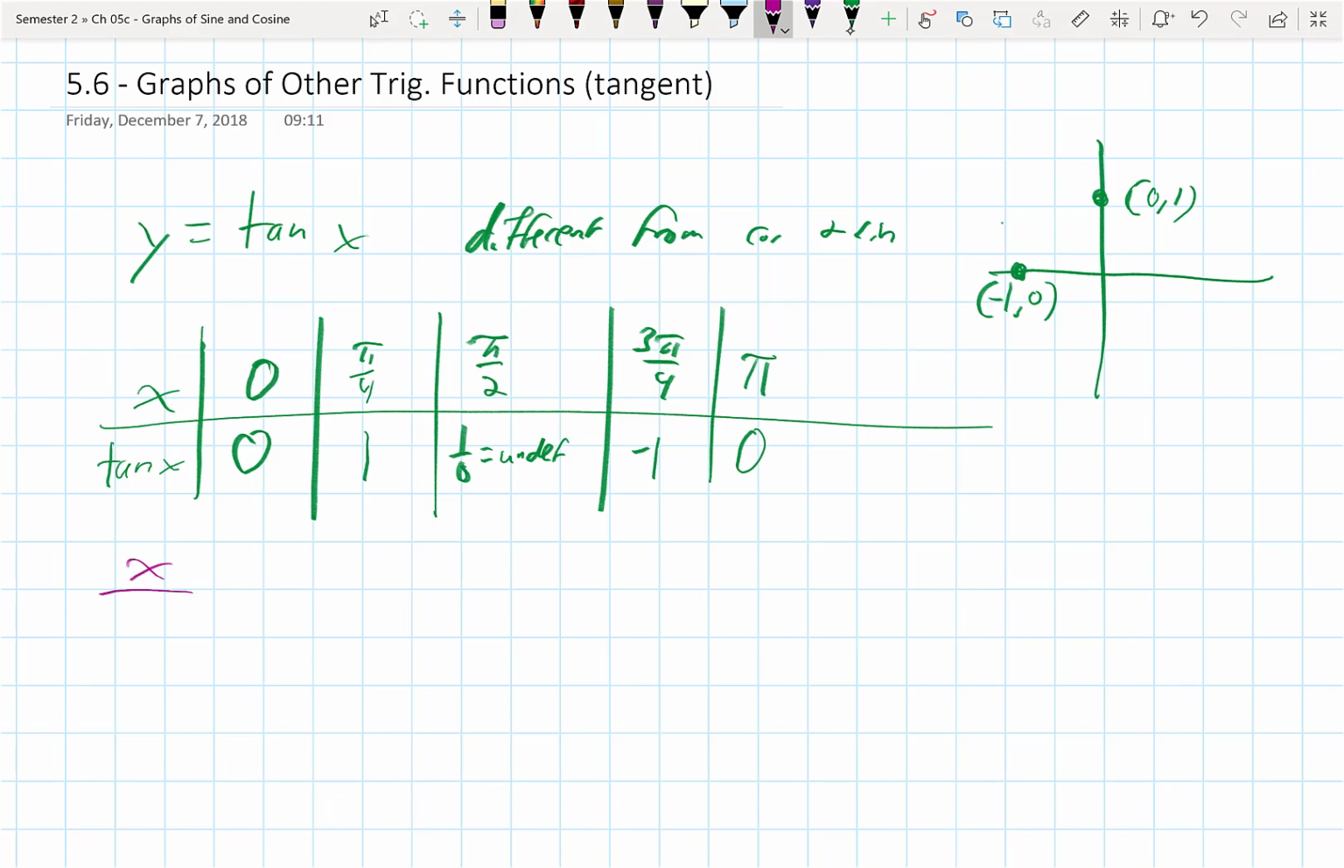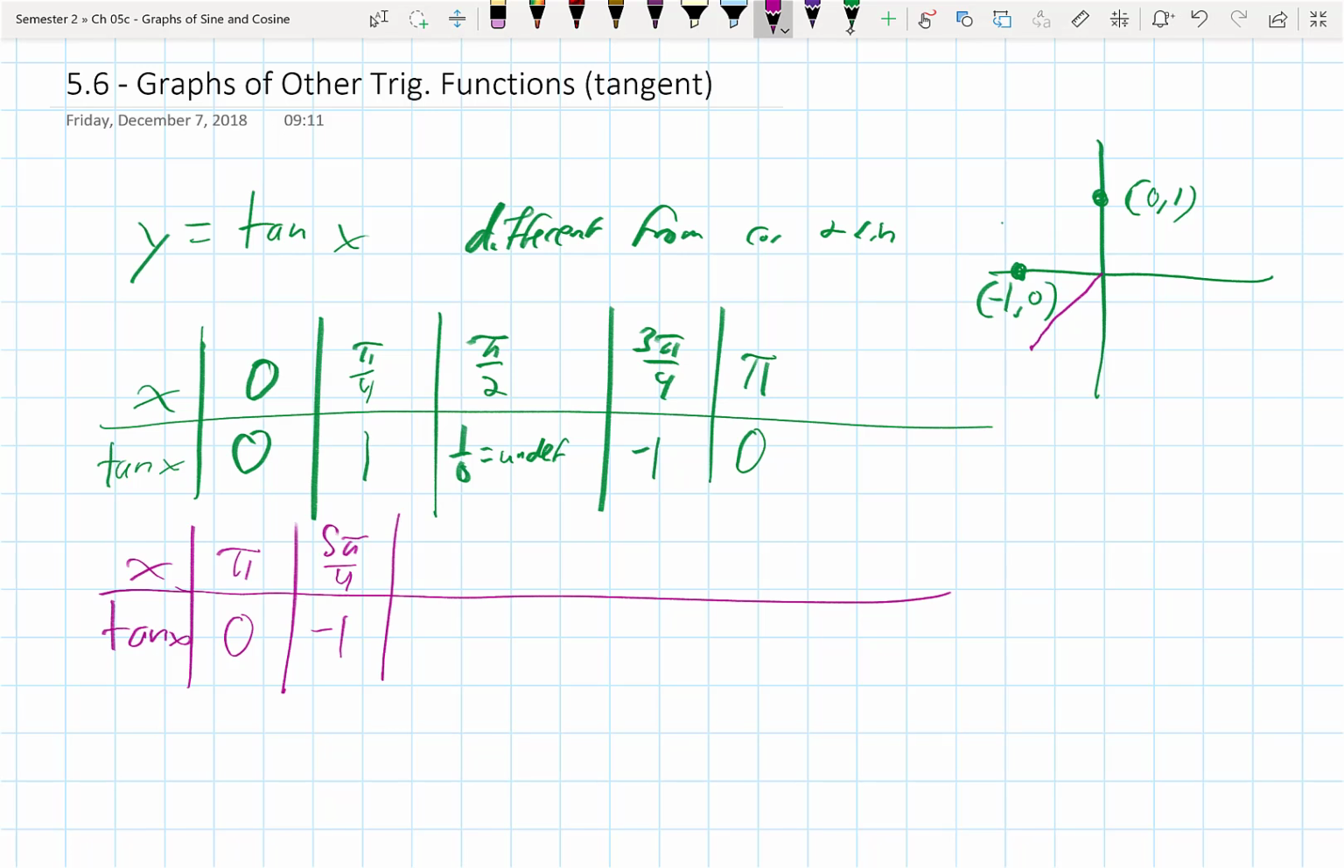I'm going to continue this on for one more cycle to show you how this works. So we've got pi, which is 0. I'm going to do 5 pi over 4, which is a 45-degree angle in quadrant 3. That's -1. Then 3 pi over 2, which is down. Down is divided by 0 as well, so that's undefined. Then I'm going to go this direction. Oh, sorry, 5 pi over 4 was 1, not -1.